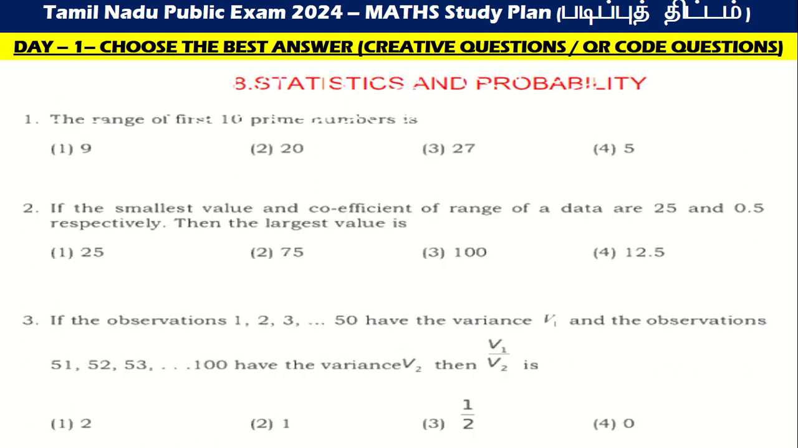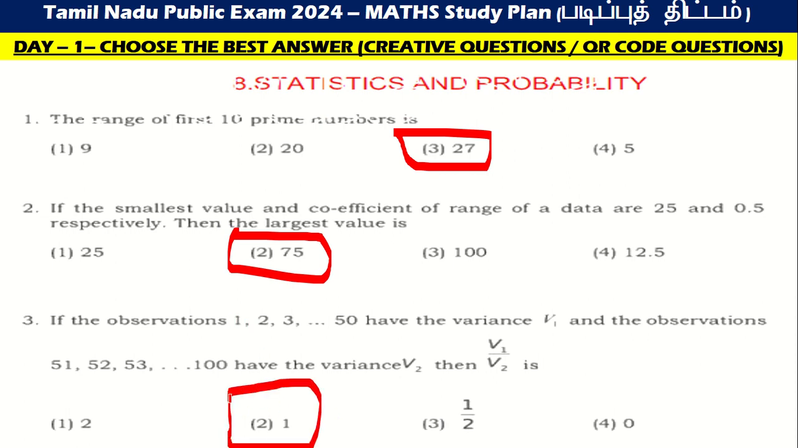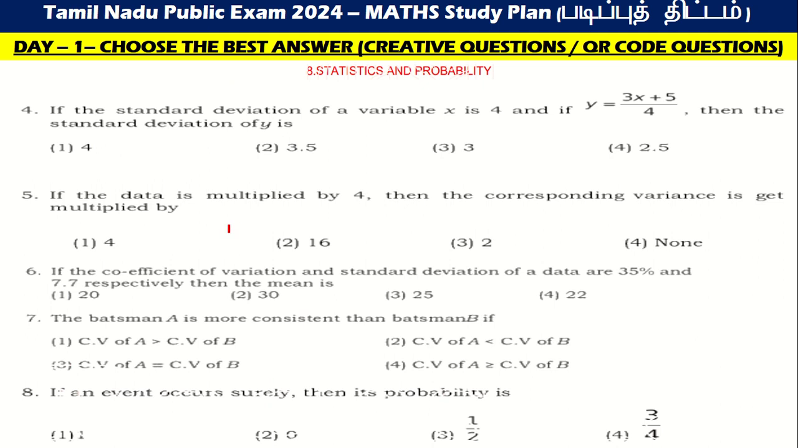Statistics and probability. The range of first prime numbers, which means when they ask for range, so what will be your answer? So you have to add those numbers from there to here. That means your answer will be 27. And the second one is 75. Observation 1, 2, 3, 5. So that means your answer is 1. Then goes to the fourth one. So it's C. That is third one.